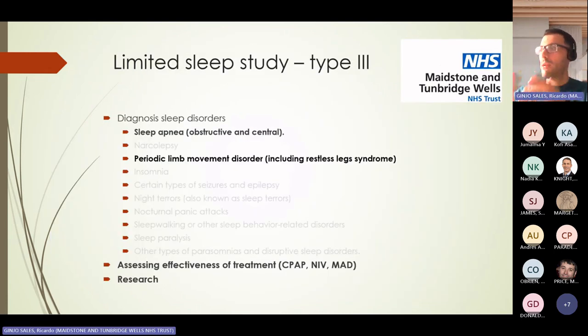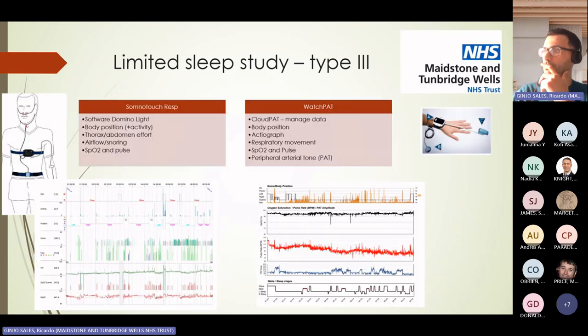I'm going to concentrate on type 3 and type 4, which are the most performed studies in sleep centers. The limited sleep study type 3 is used to diagnose sleep apnea, periodic limb movement disorders, if you have additional sensors, leg sensors. It can be used to assess effectiveness of treatment, CPAP, NIV, mandibular advancement device, and it is also used for research. In our service, we use 2 different devices.